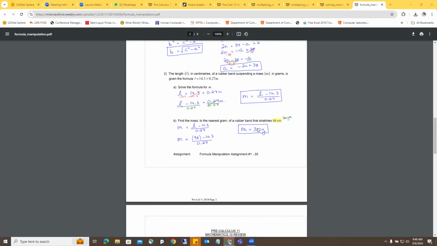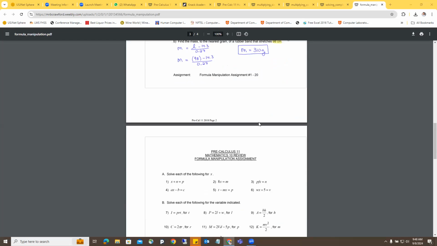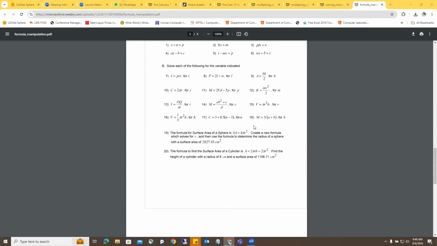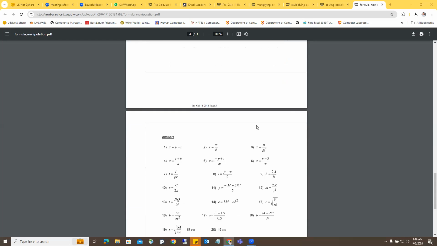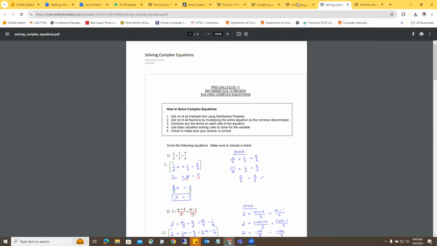This one is some practice questions where you have to rearrange all these equations for the given subject. You need to rearrange the entire equation with the requested subject. That's how they have asked us to do. And here we have some complex equation solving.